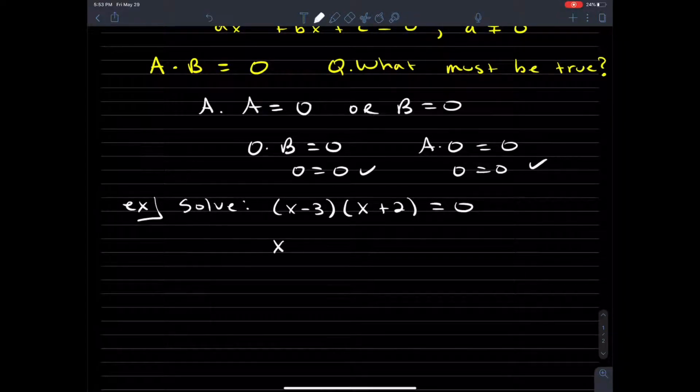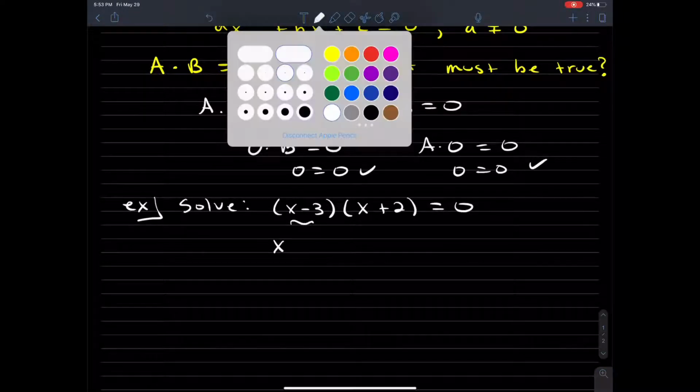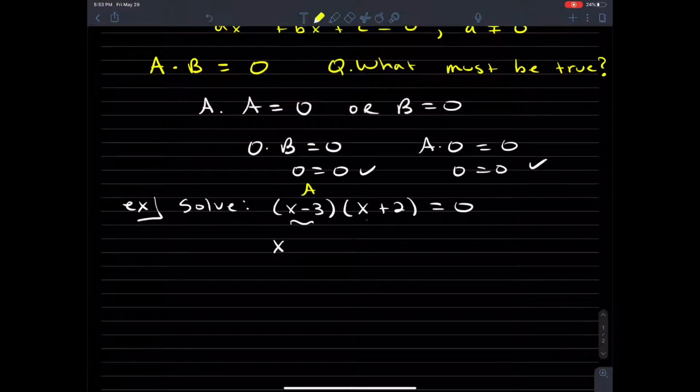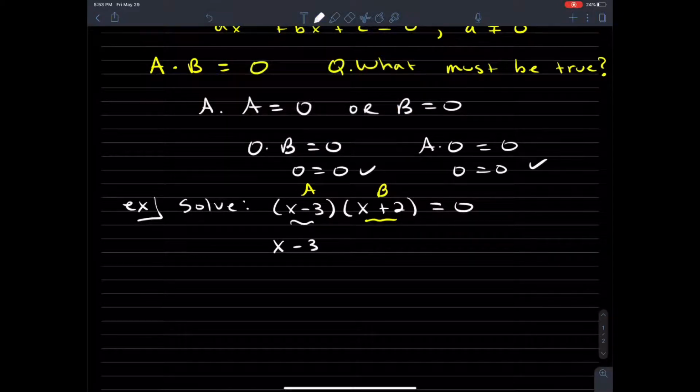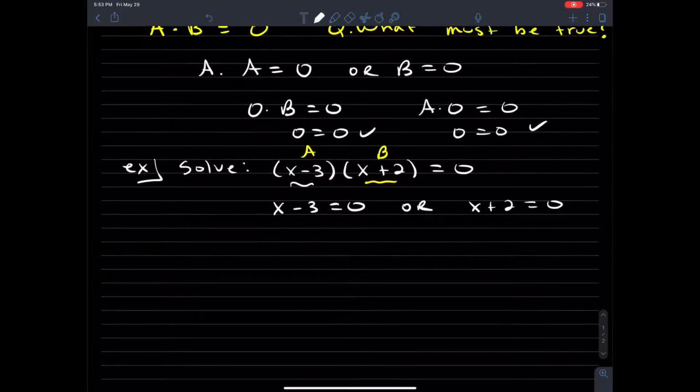This is kind of like my a, and this is kind of like my b. So basically, I can set x minus 3 equal to 0 or x plus 2 equal to 0. So I can set each of those factors equal to 0 and then solve each one. What we've done is we've just reduced it to a linear equation. So we isolate the variable.